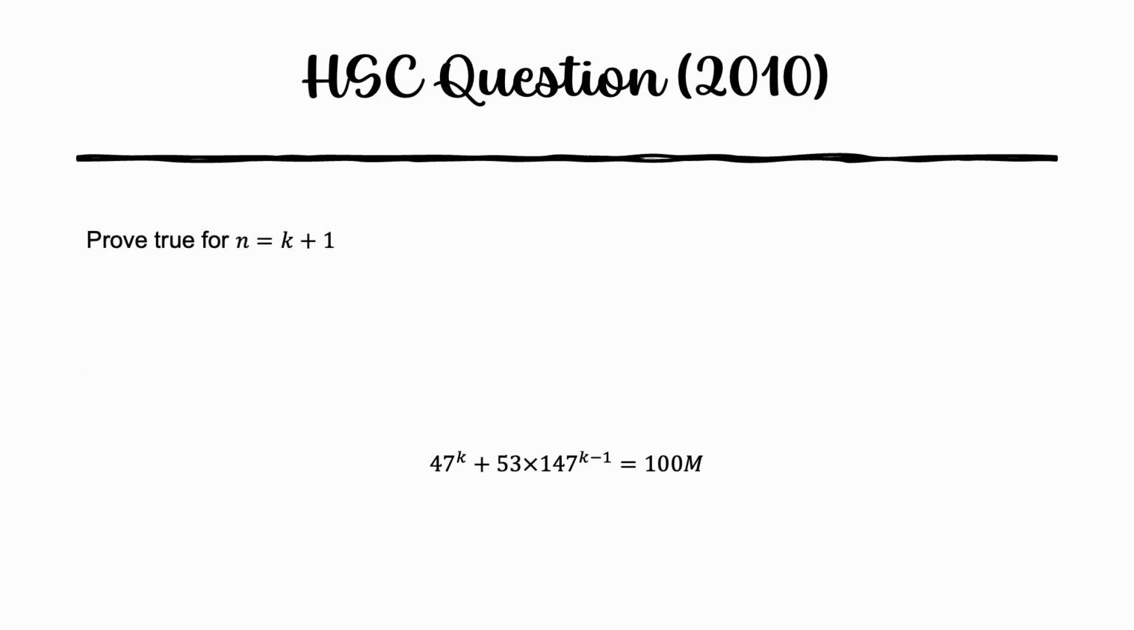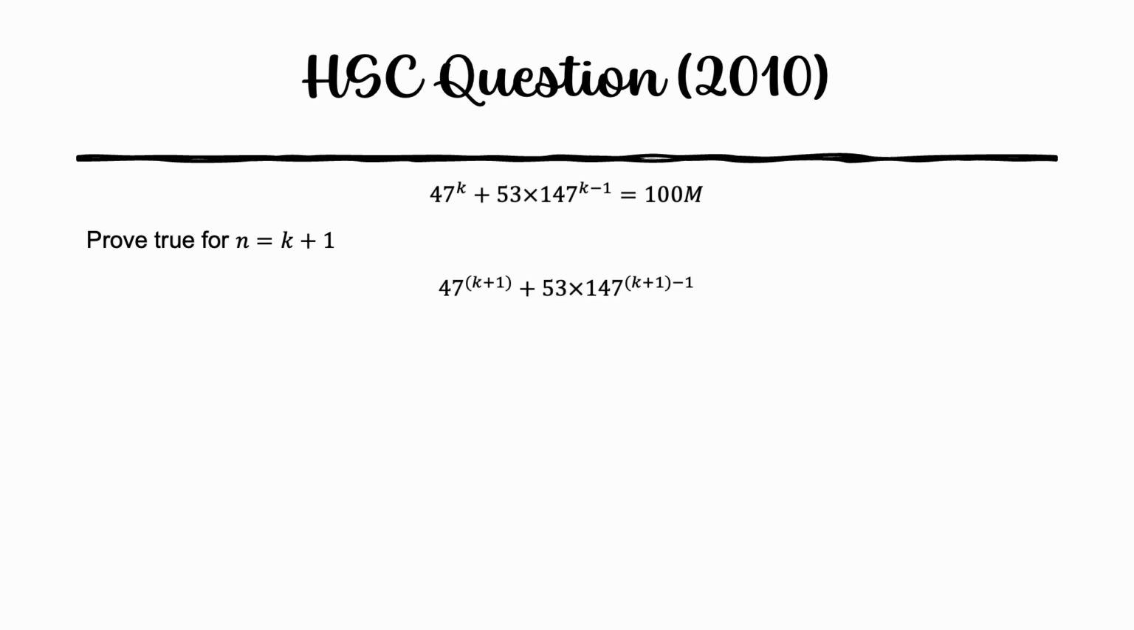Now, moving this back up to the very top, we're proving true for n equals k plus 1 now. So where there is k, we want k plus 1. So we got 47 to the power of k plus 1 plus 53 times 147 of k plus 1 minus 1, which then gives us 47 to the power of k plus 1 plus 53 times 147 to the k.